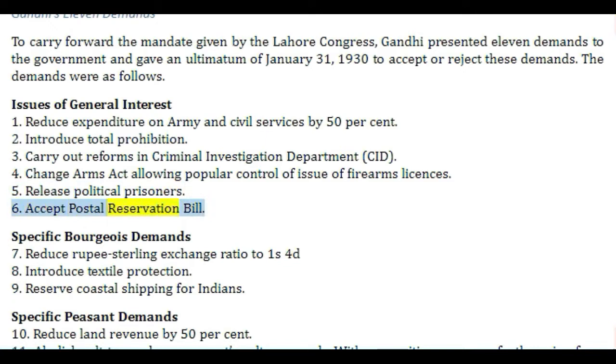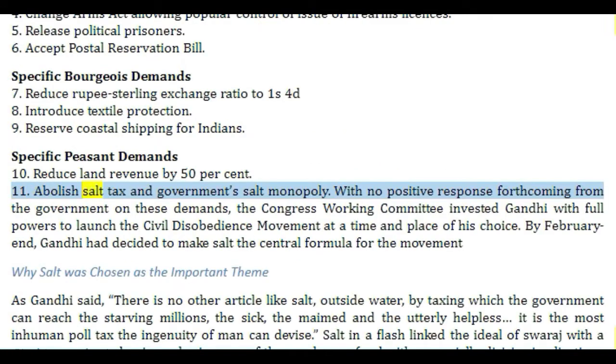6. Accept postal reservation bill. 7. Reduce rupee sterling exchange ratio to 1:4. 8. Introduce textile protection. 9. Reserve coastal shipping for Indians. Specific peasant demands: 10. Reduce land revenue by 50%. 11. Abolish salt tax and government's salt monopoly.